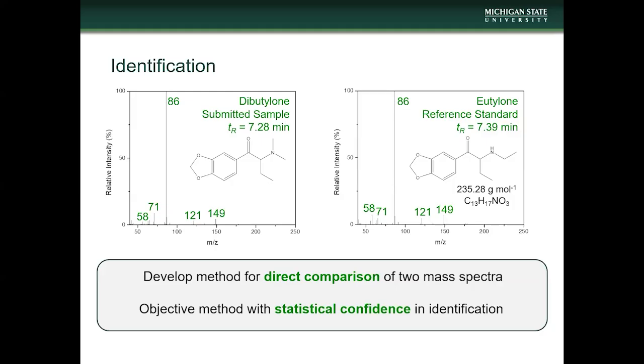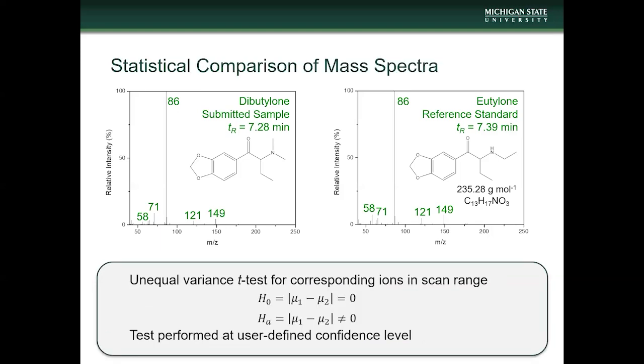Now, the main point I want to make here is to highlight that the method that we've developed is not a search algorithm. This is really a method to compare the two spectra, the reference spectrum and the submitted sample. So the method that we developed is based on the unequal variance t-test, and we perform that to compare the intensity of corresponding ions in the two spectra that are being compared.